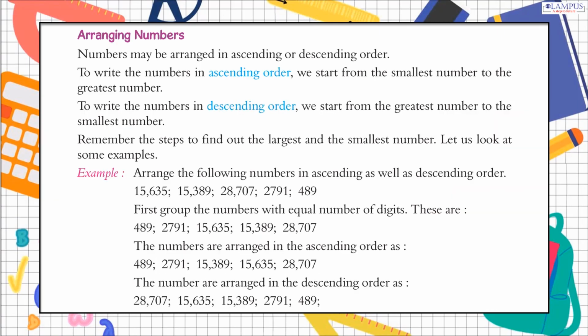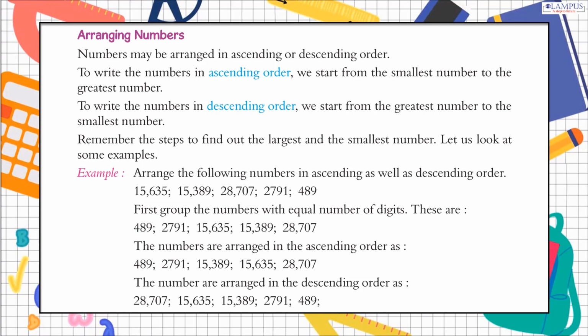Arranging numbers. Numbers may be arranged in ascending or descending order. To write the numbers in ascending order, we start from the smallest number to the greatest number. To write the numbers in descending order, we start from the greatest number to the smallest number. Remember the steps to find out the largest and the smallest number. Let us look at some examples. Example. Arrange the following numbers in ascending as well as descending order.